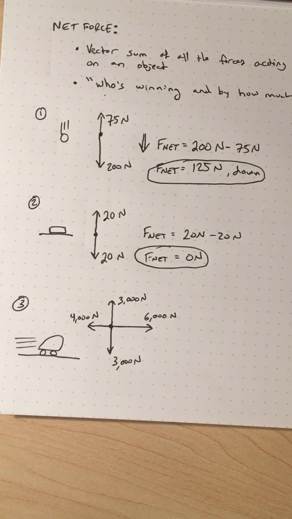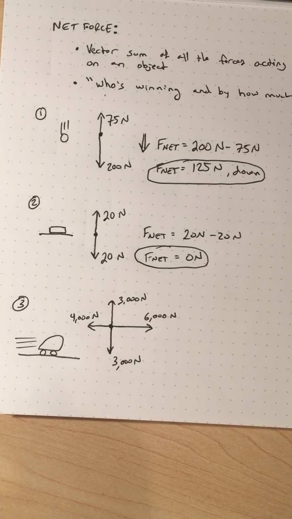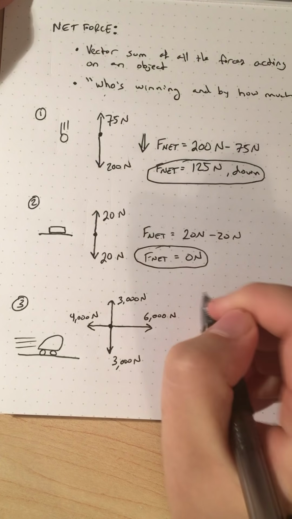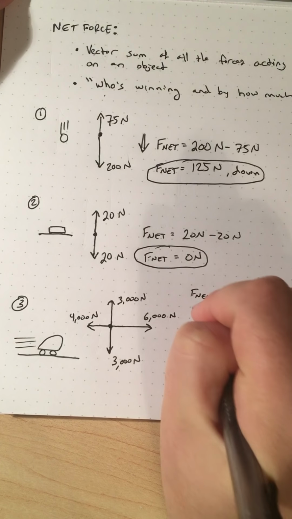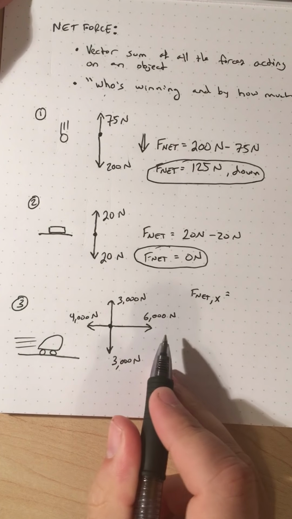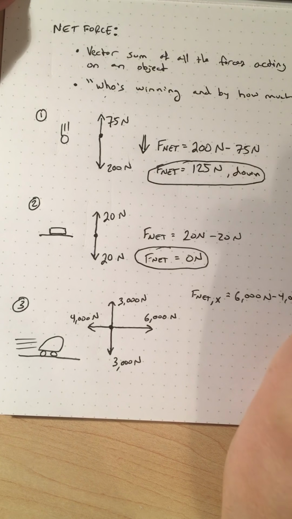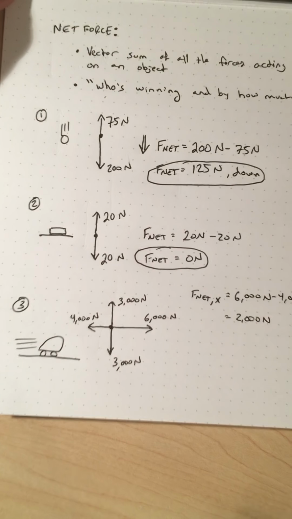Well, the only thing that makes this one a little bit different is that I now have X forces and I have Y forces. So we have to treat this separately. Now you'll get to the point where you can do some of this in your head, but I'm going to write it out explicitly. So we've got two calculations we've got to do. We've got to find the net force in the X direction. So I'm going to call that F net X. And in the X direction, who's winning? Forward. By how much? Well, 6,000 minus 4,000 is 2,000 newtons. So that's going to be the net force in the X direction.